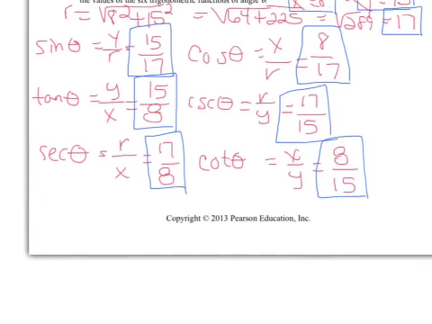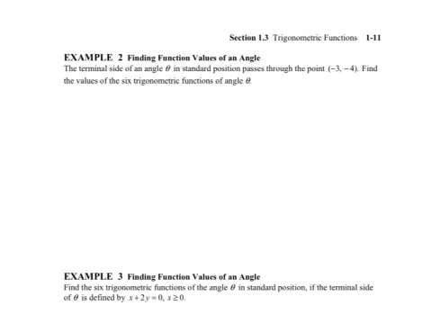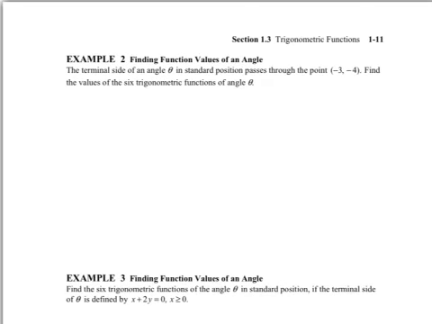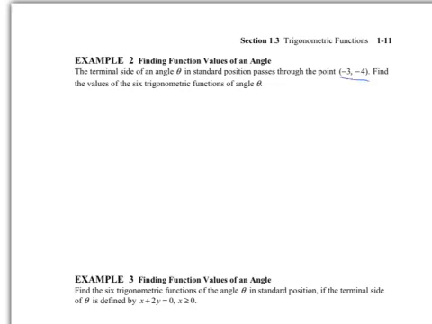Moving on to our next portion, it tells us the terminal side of an angle in standard position passes through (-3, -4). It wants us to find the value of the 6 trigonometric functions of angle theta. So we're going to do the same thing as we did previously. We know that our x value is -3, our y value is -4, and we have to find our r value again.